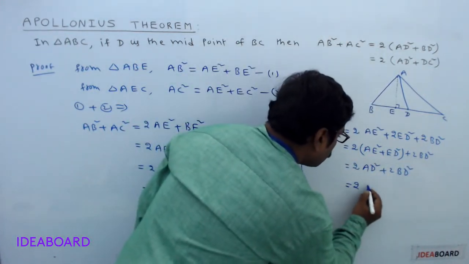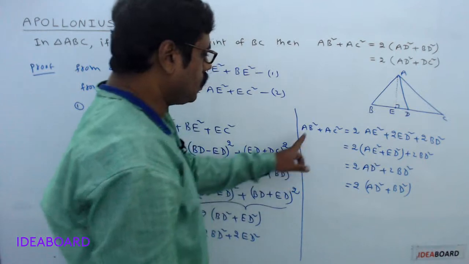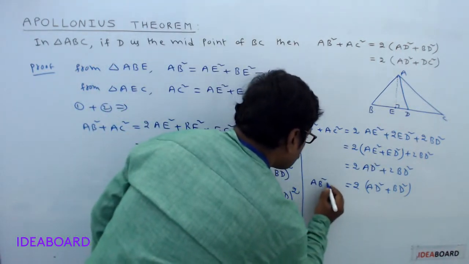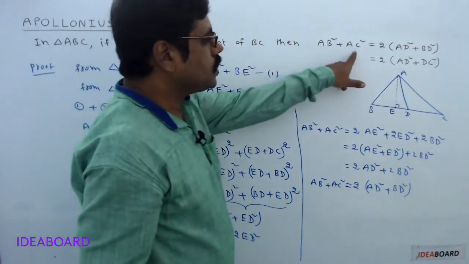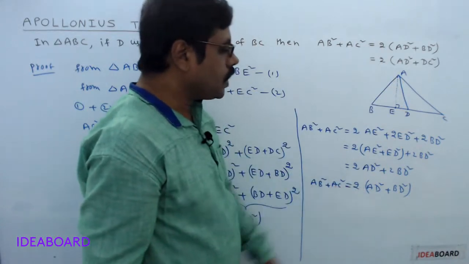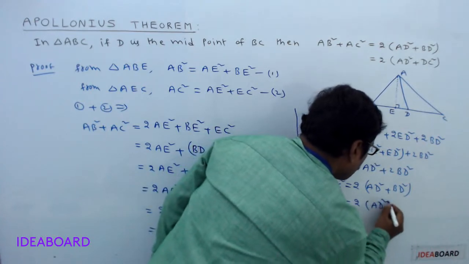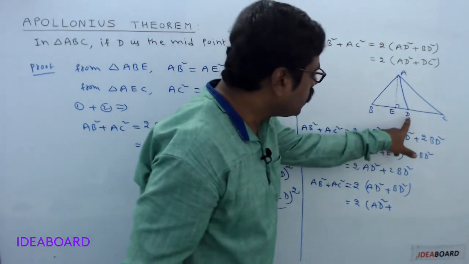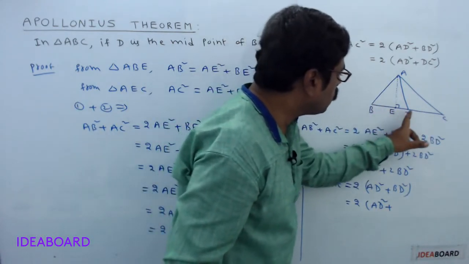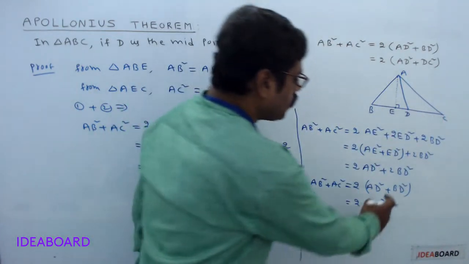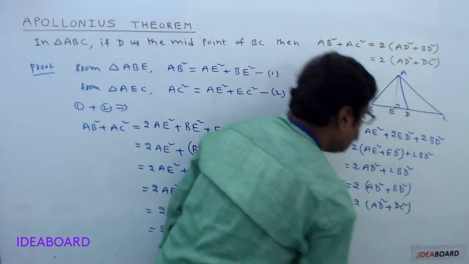Now this is equal to 2 into AD square plus BD square. Now what is the LHS part? AB square plus AC square. So what is the formula? AB square plus AC square equal to 2 into (AD square plus BD square), which is same as 2 into (AD square plus... see here D is the midpoint of the side BC. So BD value is same as DC. So in place of BD you can take it as DC also. So this is DC square.